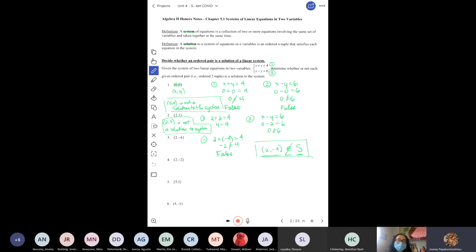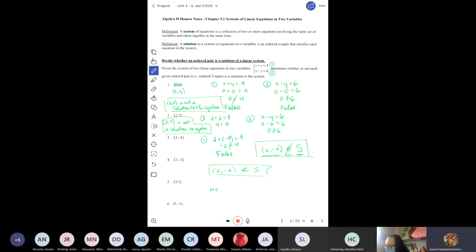What about number 4? Is it a solution? No, we get a false statement. So 2, negative 2 is not an element of the solution set. What about the next one, 5, 1?